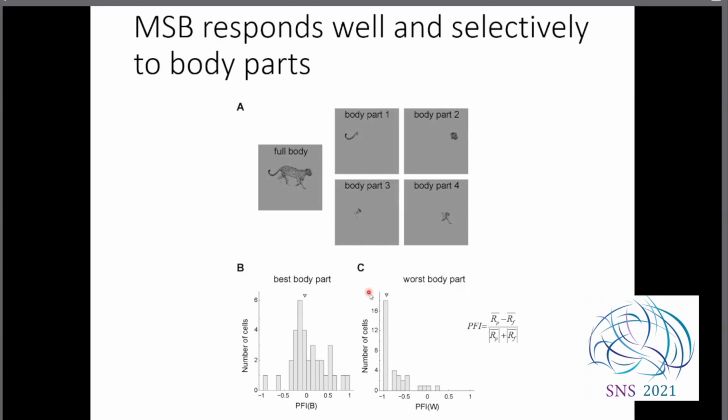And there's also some other part to which you nearly don't have any response. So MSB responds well and selectively to body parts. We have some other evidence that the same holds also for ASB, but we didn't do a strict comparison between MSB and the more anterior region ASB.